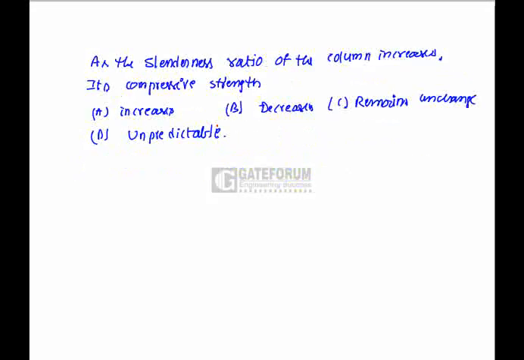The question is, as the slenderness ratio of the column increases, what happens to its compressive strength? If the slenderness ratio is increasing, it means the length of the column is increasing. So if the length of the column is increasing, the compressive strength of the column is going to decrease. So option B is correct.